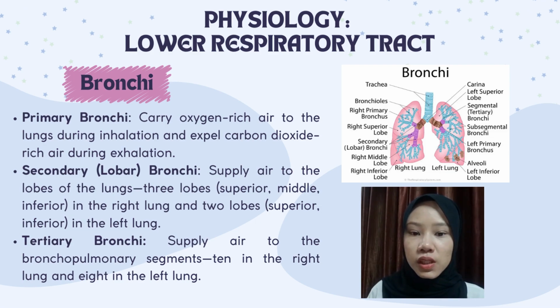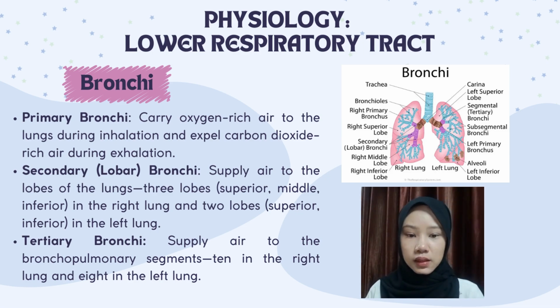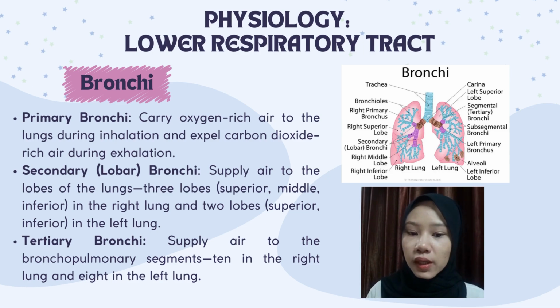The smaller tubes of the bronchi are assigned to supply specific regions within the lungs. The three secondary lobar bronchi of the right lung act as a passage for air to the superior, middle, and inferior lobes of the right lung. There are only two secondary bronchi in the left lung, as there are only two lobes to supply, the superior and inferior lobes.